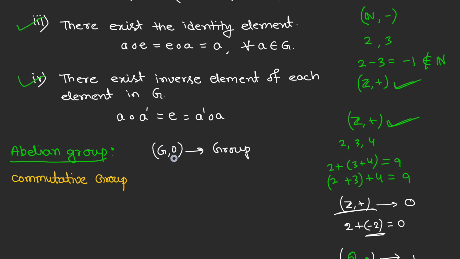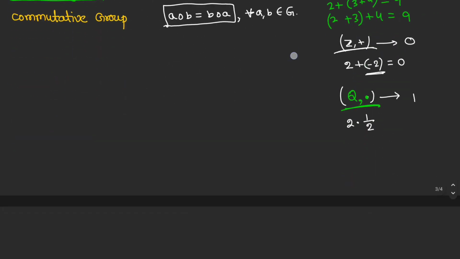Suppose this groupoid G comma circle is a group and it satisfies the condition A composition B equals B composition A for all A comma B belongs to G. That means it is symmetric. So if any group satisfies this additional condition, then you can say that this is an abelian group. Now we will discuss some examples.